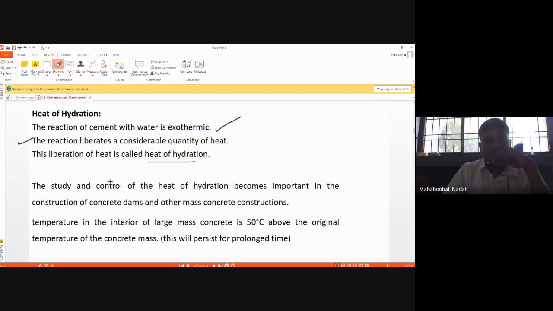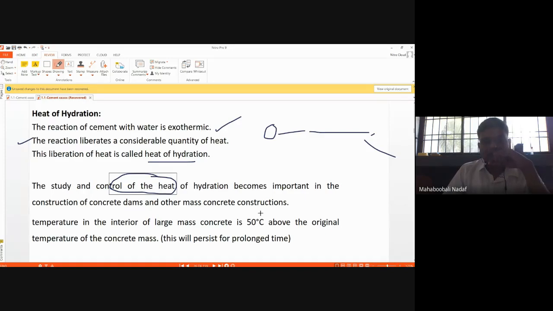By studying this heat, we see how much heat is liberated at what time: whether after adding the water the heat is more, or after 10 minutes the heat liberated is more, or after 1 hour, or after 20 hours. That study of heat liberation is very, very important when you are going for mass concreting works such as dams and big canal structures.